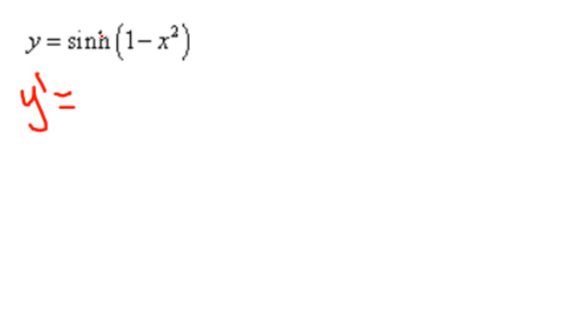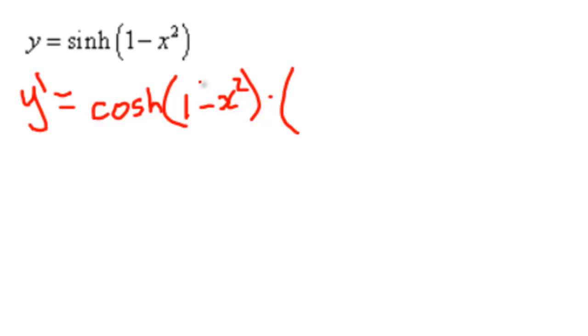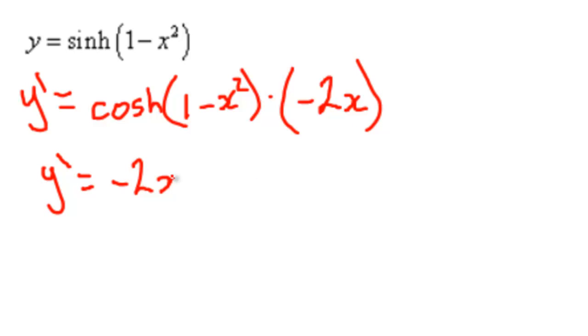So the outside function here is the hyperbolic sine. So the derivative of hyperbolic sine is hyperbolic cosine. And we keep the argument the same. We're going to multiply that then by the derivative of that argument. So the derivative of the 1 minus x squared now is negative 2x when we bring down the 2. And if we go ahead and simplify, then we get negative 2x hyperbolic cosine of 1 minus x squared.